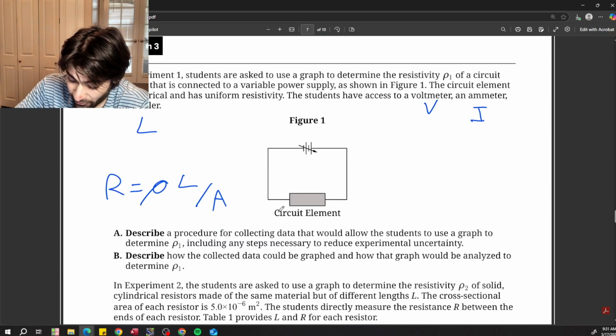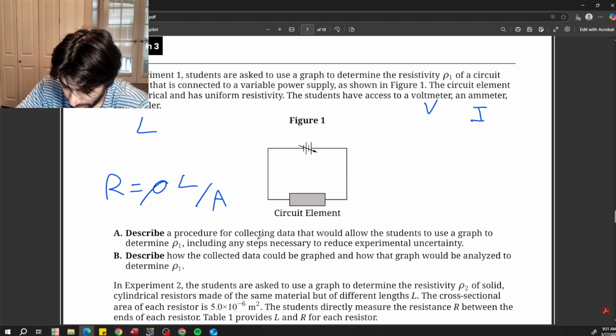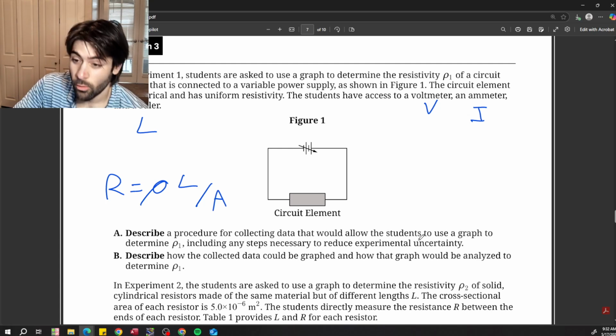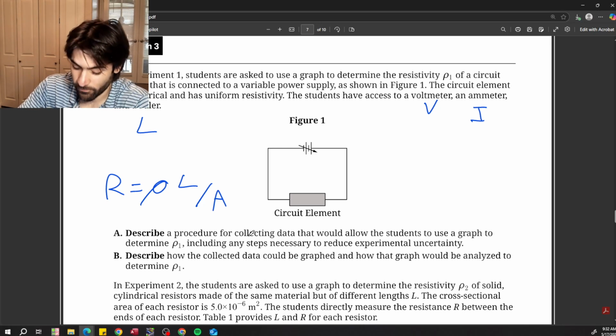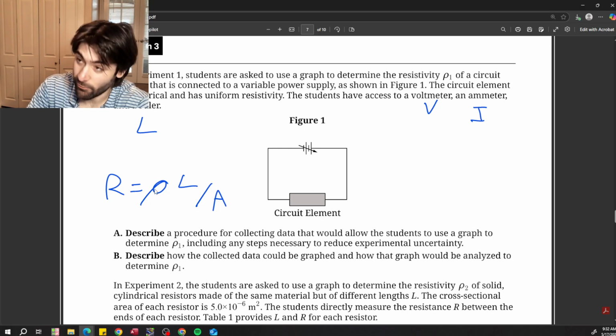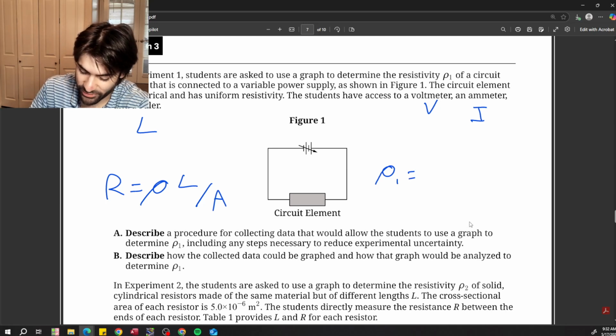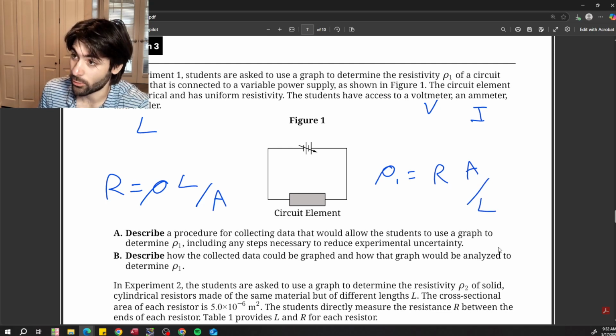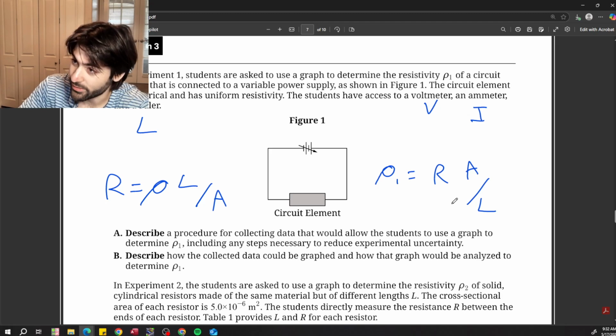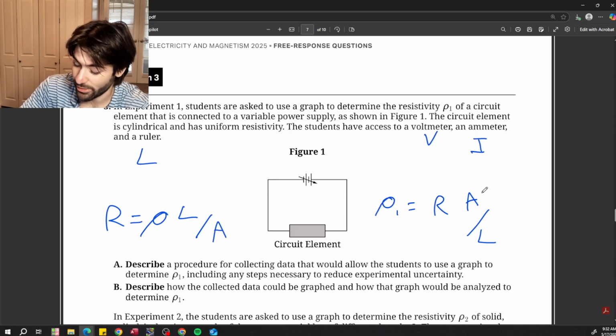Describe a procedure for collecting data that would allow the students to use a graph to determine ρ1, including any steps necessary to reduce experimental uncertainty. We have to think about what the dependent and independent variables could be. What could they be manipulating? Well, based on this equation, if I want to find the resistivity, I could solve for it. It is equal to the resistance times the cross-sectional area over the length. They say that we have a ruler, so we could measure the length of the element and the diameter of the cylindrical circuit element, so we can compute both the cross-sectional area and the length.